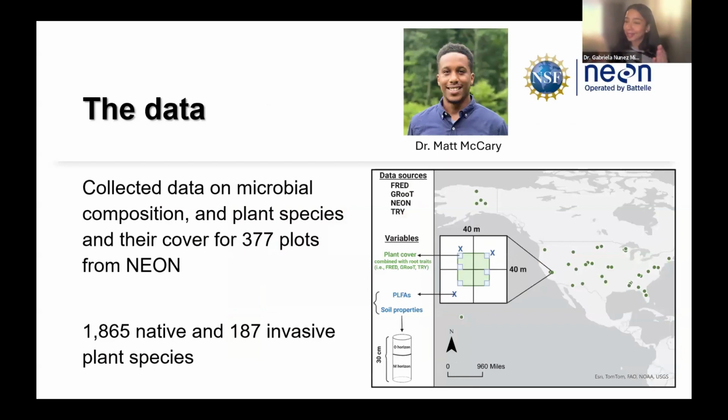So because there are all these ways that roots can affect soil, my co-author in this work, Dr. Matt McCary over at Rice University, and I set out to collect data on the microbial composition, plant species and their cover, for 377 plots across the continental United States. Oh, actually, we had some in Hawaii as well. So across the entire United States.